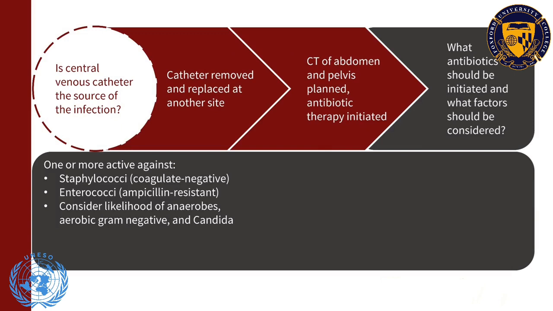Taking all this into account, our empiric choice of antibiotics should include one or more agents active against staphylococci, especially coagulase-negative staphylococci because of the possibility of central venous catheter infection. It should also provide coverage of enterococci because of the possible intra-abdominal source of infection, and given that this infection occurred in an inpatient while receiving ampicillin-sulbactam, we would assume that an enterococcus would be ampicillin resistant.